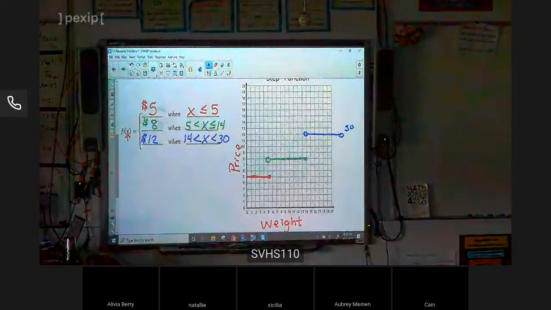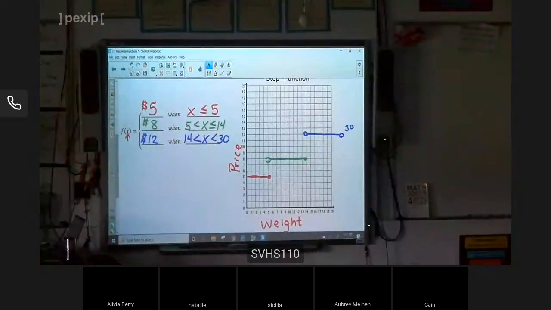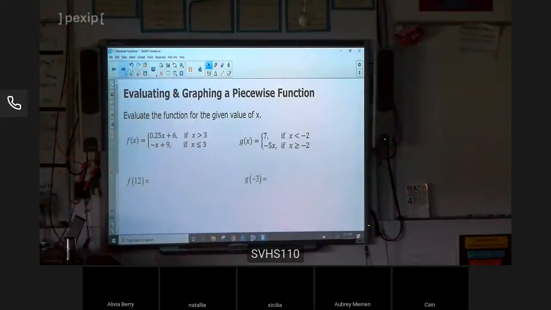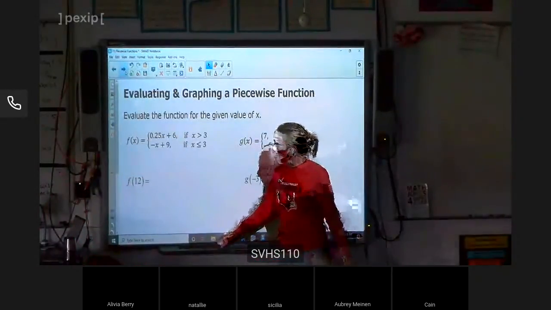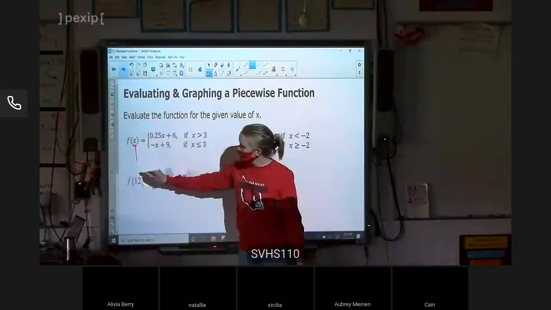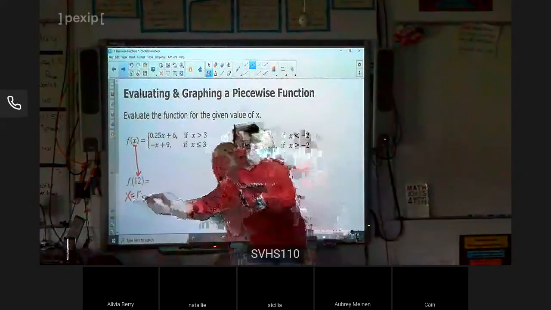So what we're going to look at now, of course, we're going to put a little more algebra into it and start looking at, okay, now we've written a piecewise function. Can we, being given a piecewise function, interpret it? So kind of going the other way around. So let's take a look. So I have two piecewise functions here. It says evaluate the function for the given value of x. Okay, so what this is saying here is, here's x. They're saying evaluate it when x is 12. So you just plug it in.